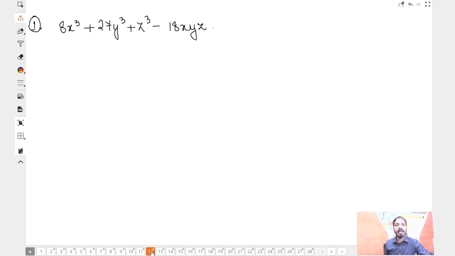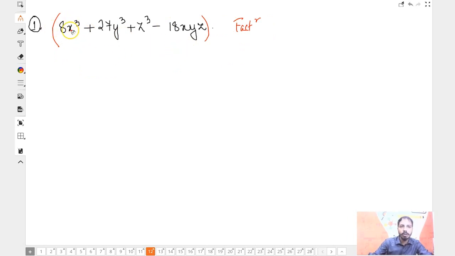For example, let's say what type of problems may come. They will give this and they will ask you, please factorize this. And why do they want to factorize? So that they can find out the zeros of this particular polynomial. So they will ask you to factorize this. How do you factorize this?